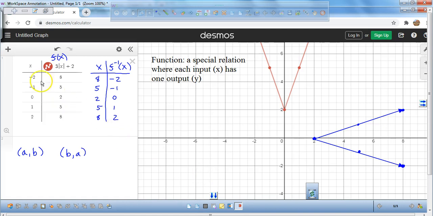A function is where the x values don't repeat. But the y values can. But a one-to-one function, basically, each element of the domain has one element of the range, and none of them repeat.